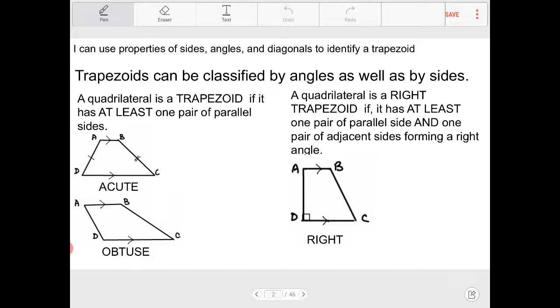Now, we can talk about a trapezoid as being an acute trapezoid versus an obtuse trapezoid. See if you can distinguish the differences between an acute versus an obtuse one. An acute trapezoid has all of the angles, the base angles, less than 90 degrees, whereas in the obtuse one, one of the base angles is going to be greater than 90. And then we can also classify a trapezoid as being a right trapezoid if one of the base angles happens to be a right angle.